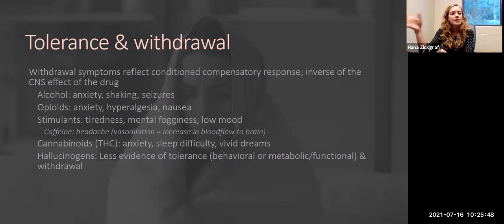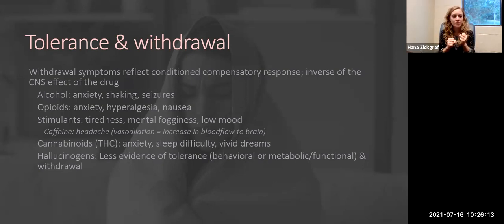For opioids, which induce euphoria and pain relief, withdrawal symptoms include anxiety and hyperalgesia, which means enhanced experience of pain, as well as nausea. Withdrawal from stimulants can induce tiredness, mental fogginess, low mood. Caffeine headaches specifically come from a compensatory vasodilatory response.